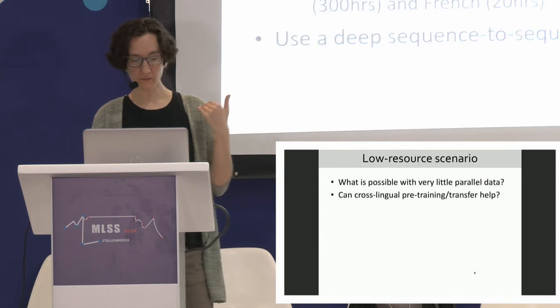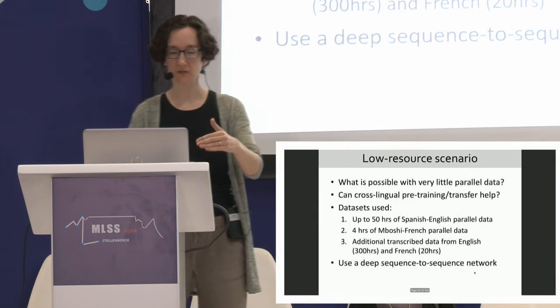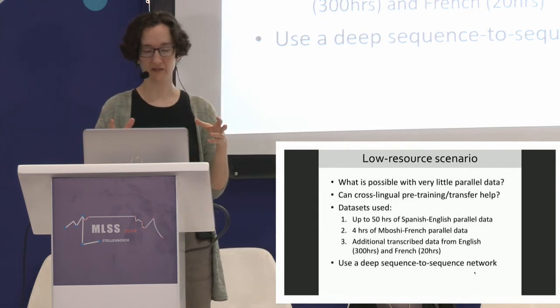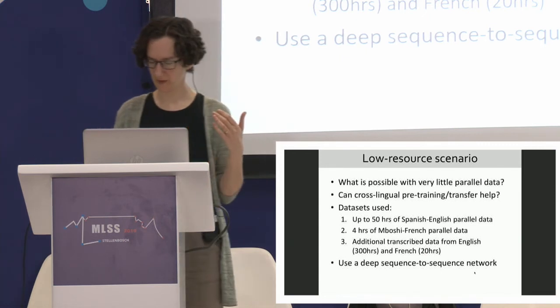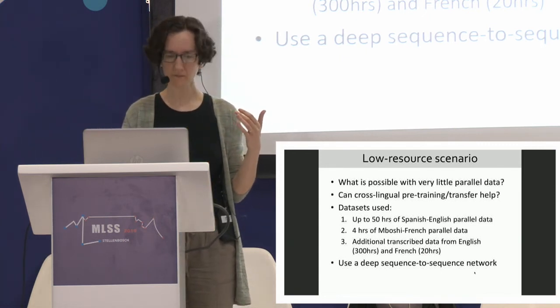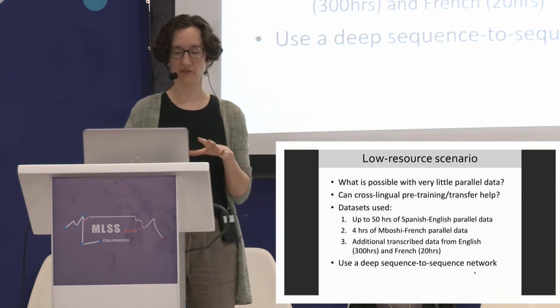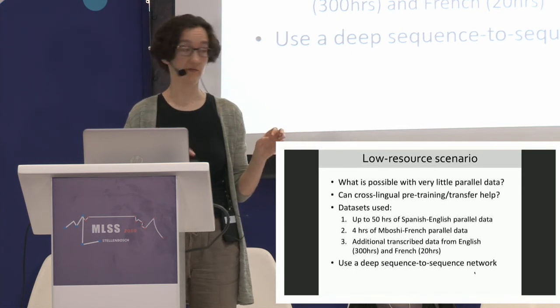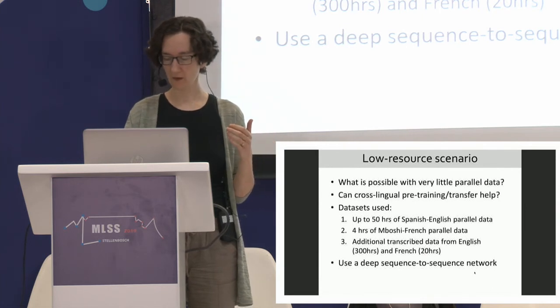So the data sets that we're going to use here are, for our parallel data, we had up to 50 hours of Spanish-English parallel data, so Spanish audio and English text. We also had a really, really small data set that's actually from a low-resource language, Mboshi, which is another African language. It's spoken in the Congo. I think it's got about 100,000 native speakers. And that's been translated into French text. And then we also have additional transcribed data from English. We've got 300 hours, and from French, where we have just 20 hours, although potentially you could obviously get more of French if you wanted to.